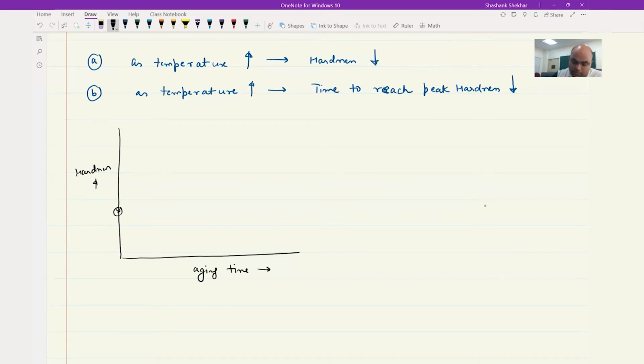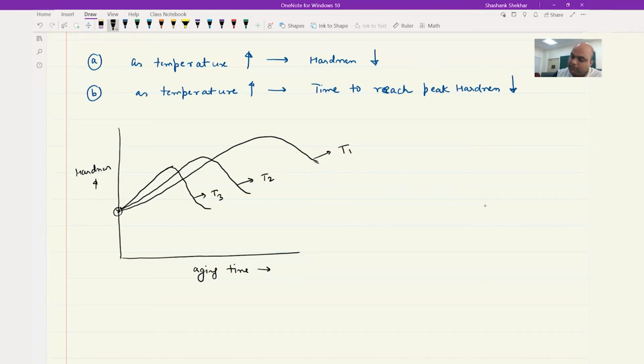Okay, so you're going to see something like this. Say temperature T1. Now if I increase the temperature, you're going to see something like this. Then if I increase it furthermore, it is going to be something like this. Okay, so T1, T2 and T3, where T3 is higher than T2 and then T1.